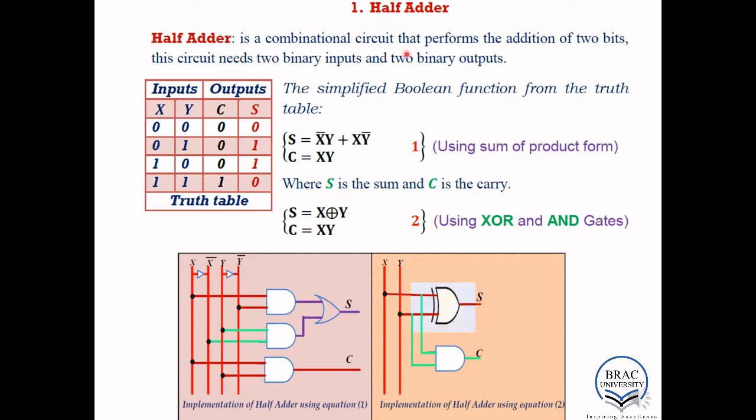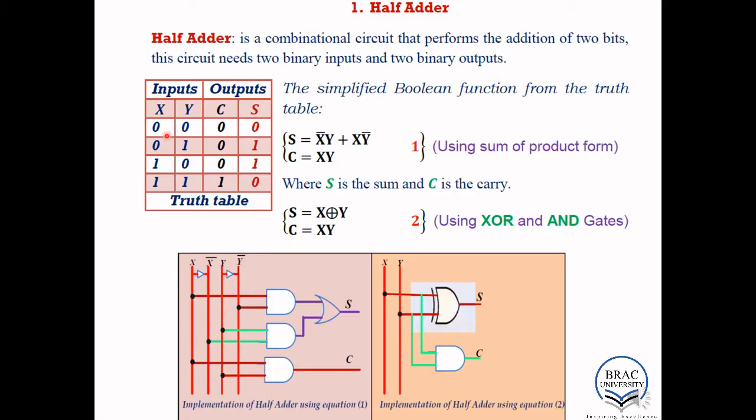A half adder is a combinational circuit that performs the addition of two bits. This circuit needs two binary inputs and two binary outputs. This is the typical circuit representation of a half adder. We have two inputs, x and y, and two outputs, sum and carry. So it can perform the addition of 2 bits. If we consider the 2 bits as x and y, this is our input side, and on the output side, c is carry and s is sum.